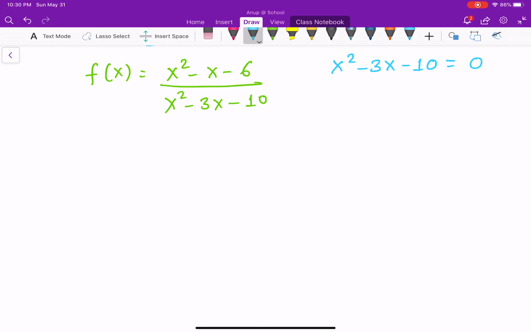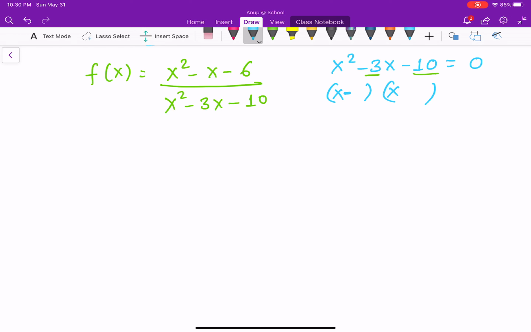This is a quadratic equation, so either you can use the quadratic formula or just factor it into linear factors, right? So let me try to factor this. I have x squared, so x and x I can write down as the first terms of the factors, and at the end I have negative 10, and in the middle I have negative 3. So try to think of two numbers whose product is negative 10, but when you combine them you get negative 3. Can you think of that?